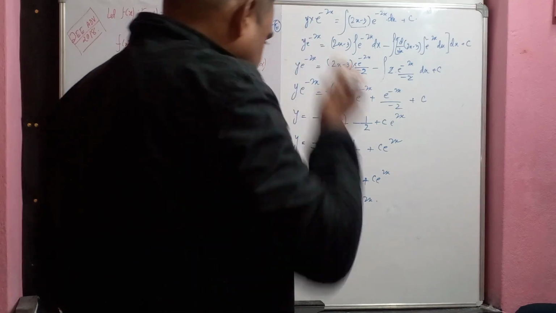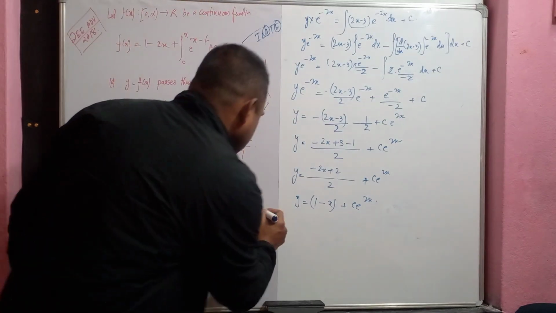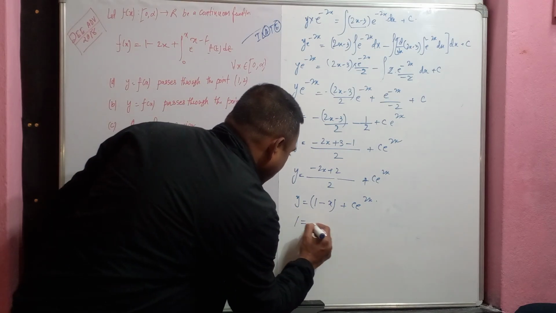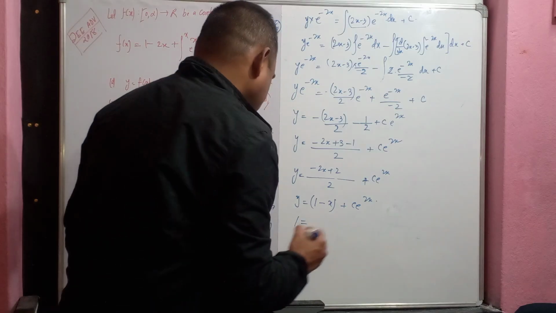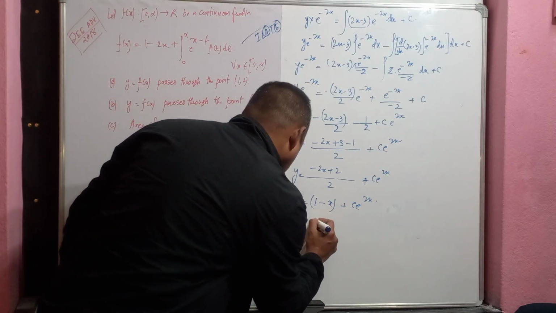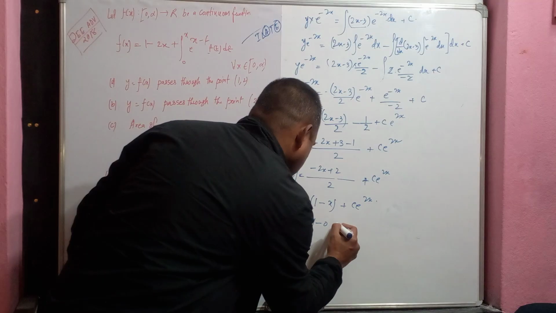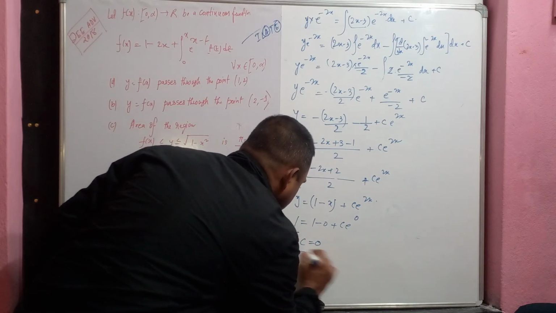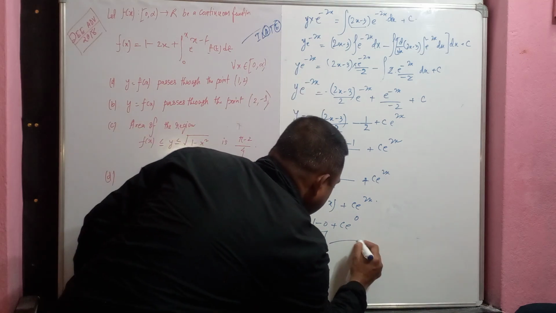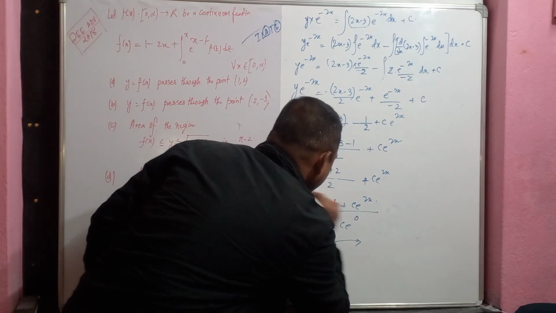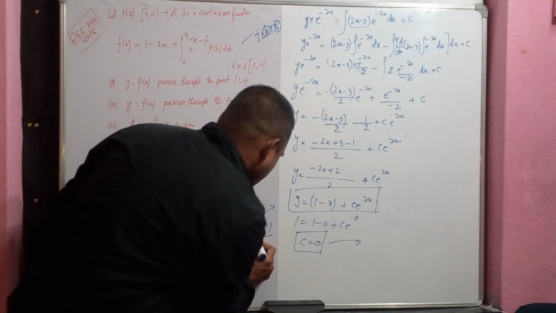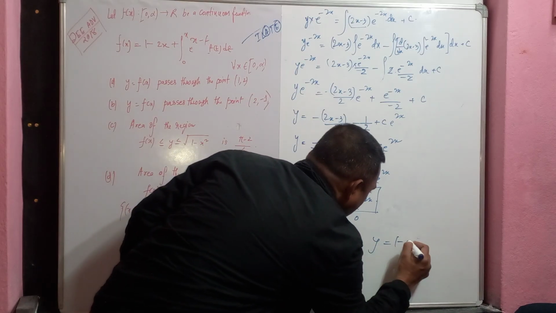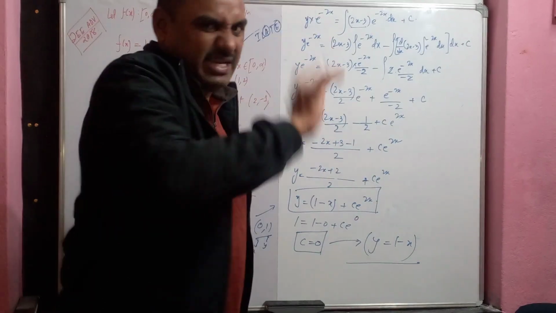okay. Now this here passes through (0, 1), so x is 0, so y is 1, so y(0), comma 1 = 1 - 0 plus c e to the power minus 2 times 0, so that means c is 0, okay. So the curve becomes, that means this curve, when it passes through (0, 1), x is 0, y is 1, so it becomes y is equal to 1 - x, okay. This is a linear straight line form.